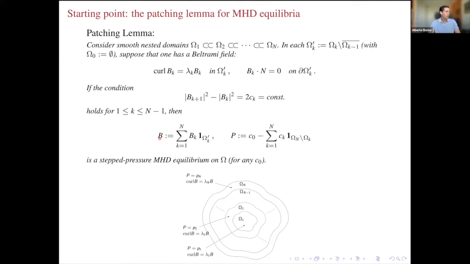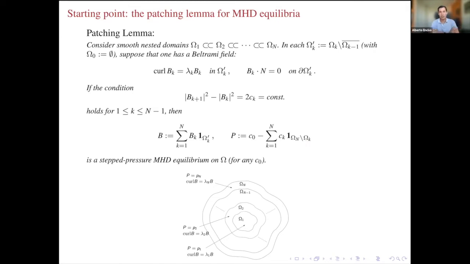So the weak solution is just B1 in the innermost domain omega 1 and B2 in the difference between omega 2 and omega 1, so in the region that separates both toroidal domains. And the pressure is constant in each piece. We can write down a formula.